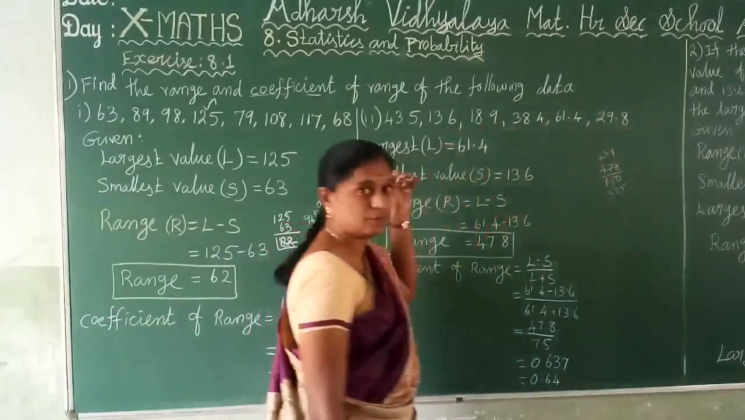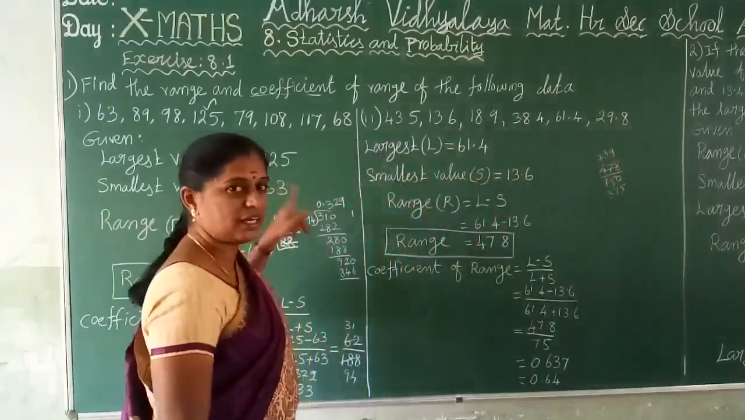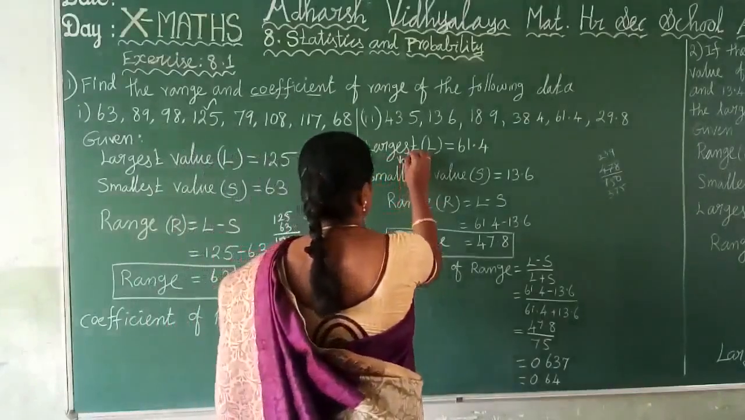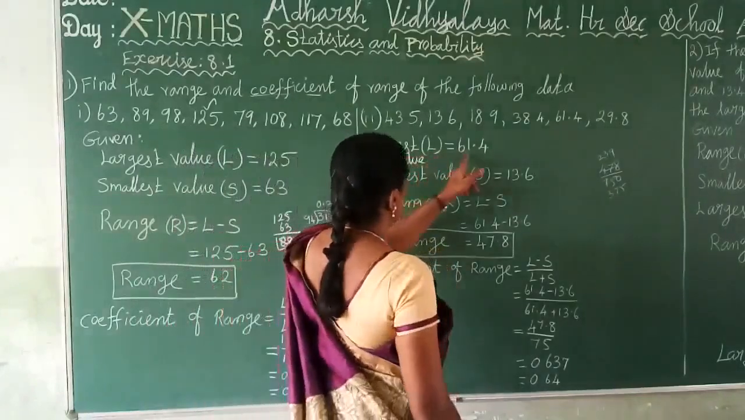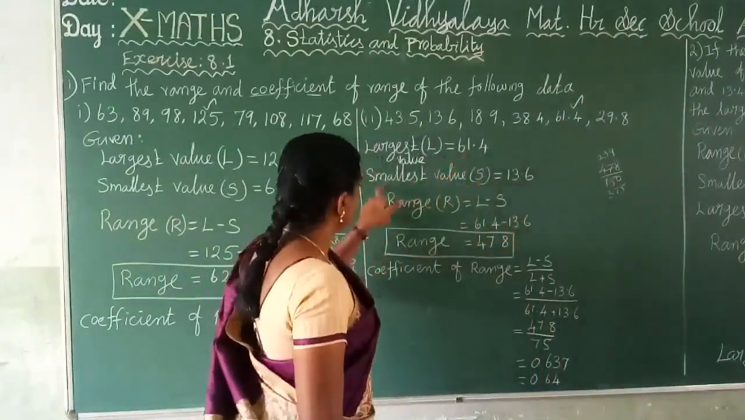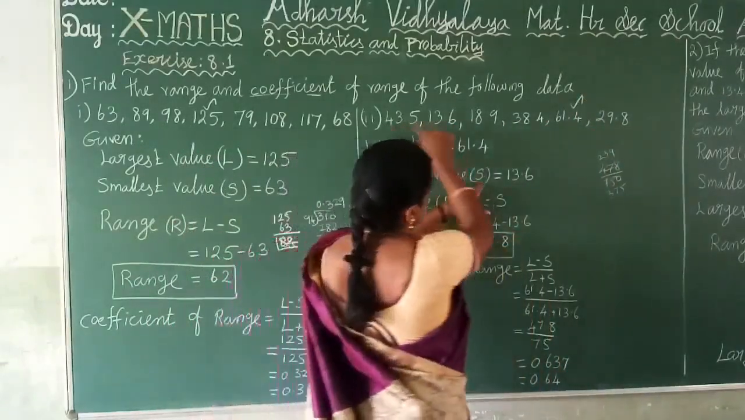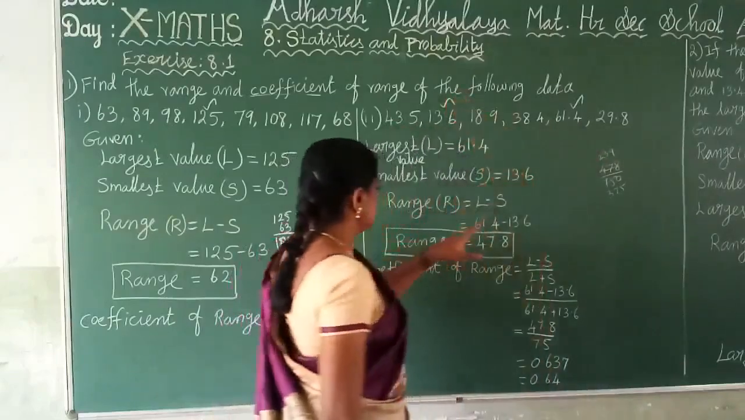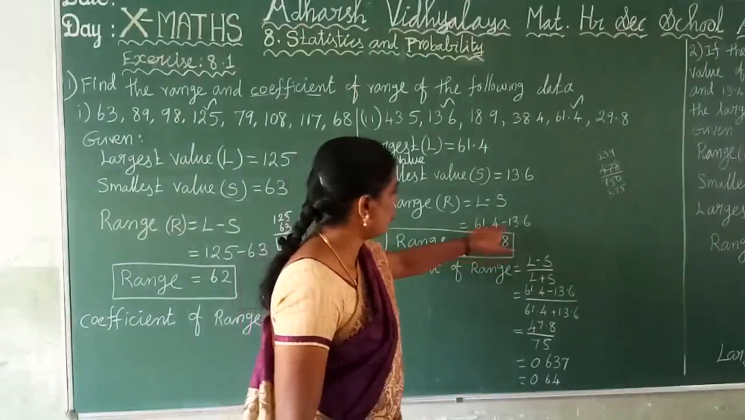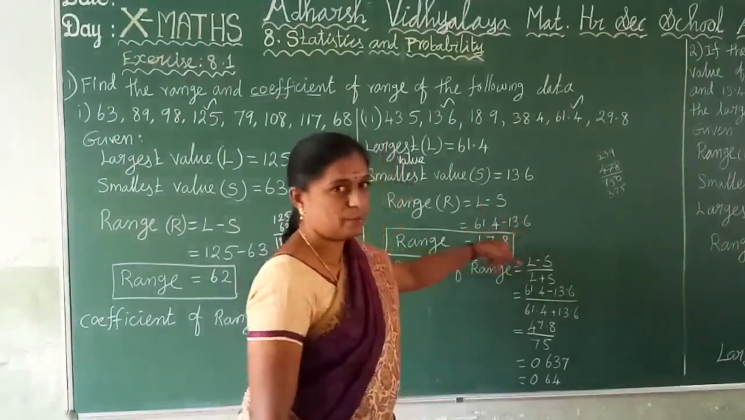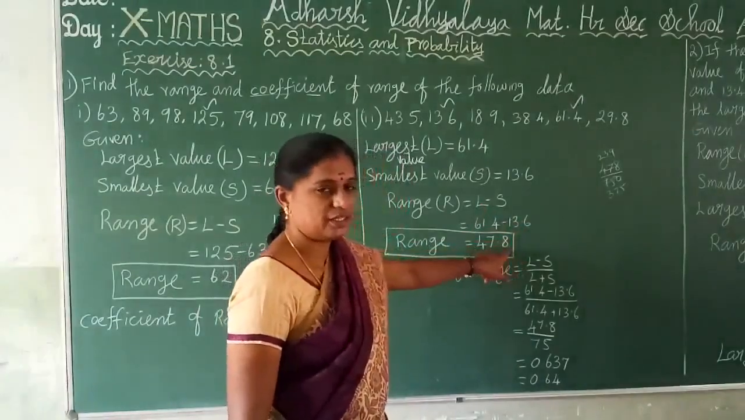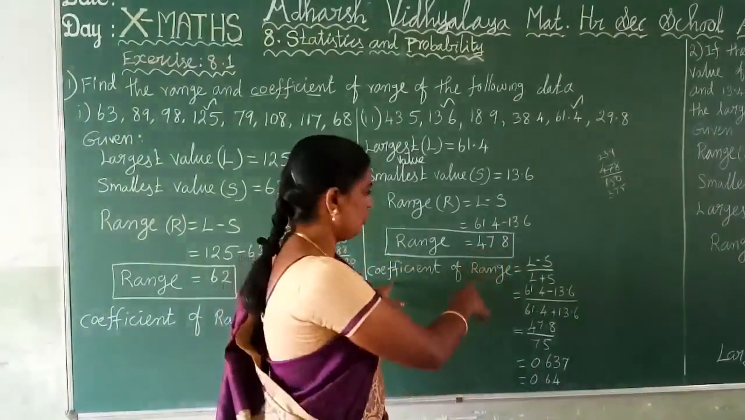This is a decimal. So the same method, write carefully. Largest value L is equal to, select it, 61.4. Next, smallest value is equal to, select that, 13.6. Apply the formula. Range is equal to L minus S. L 61.4 minus 13.6. Subtract. Clear? Subtract means you get 47.8. Clear? Rough column you work it out and then write.